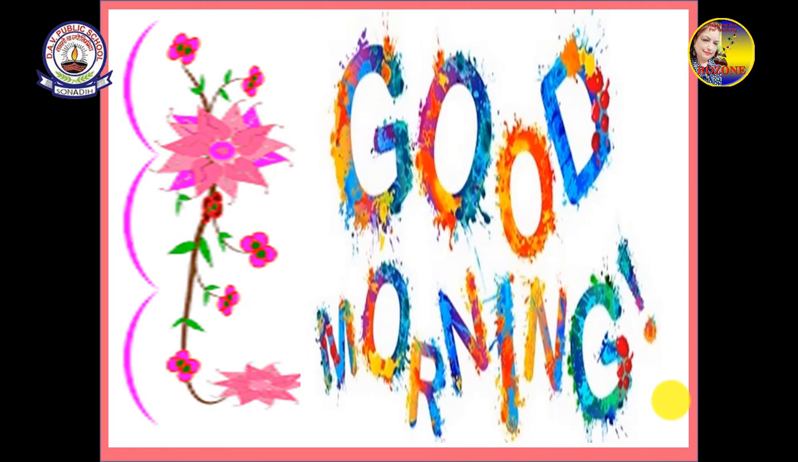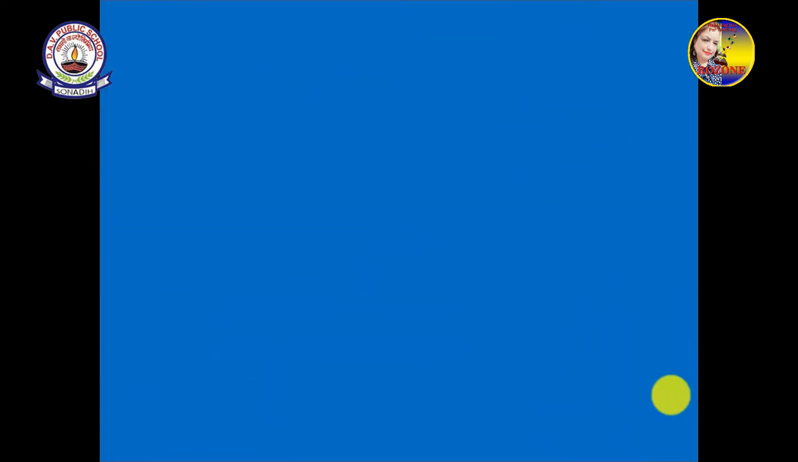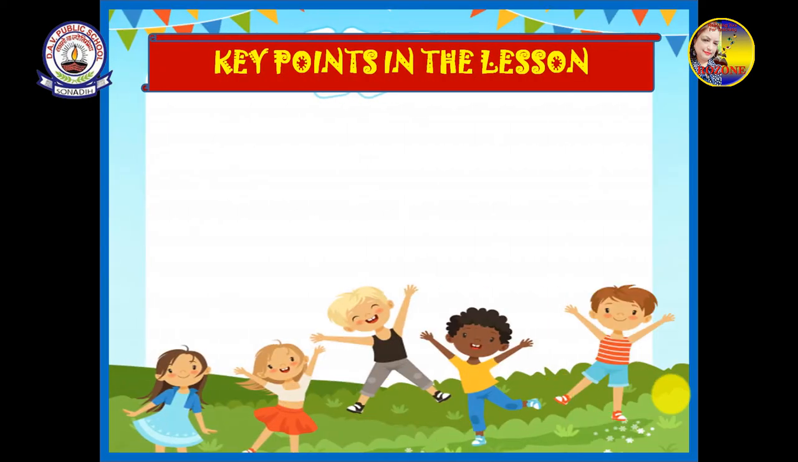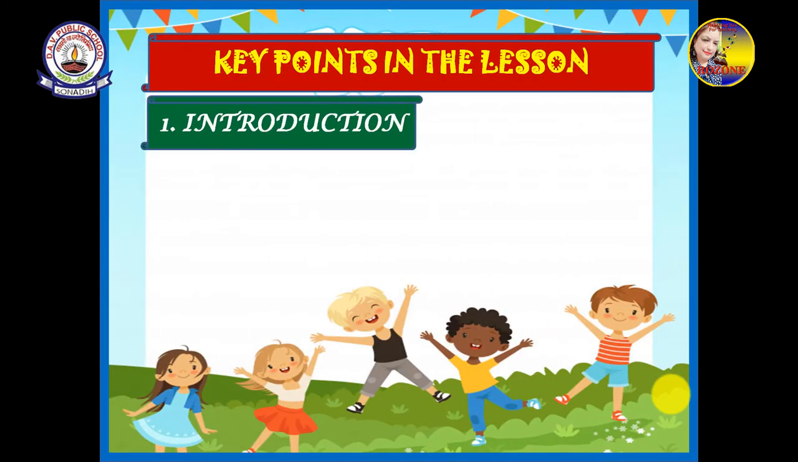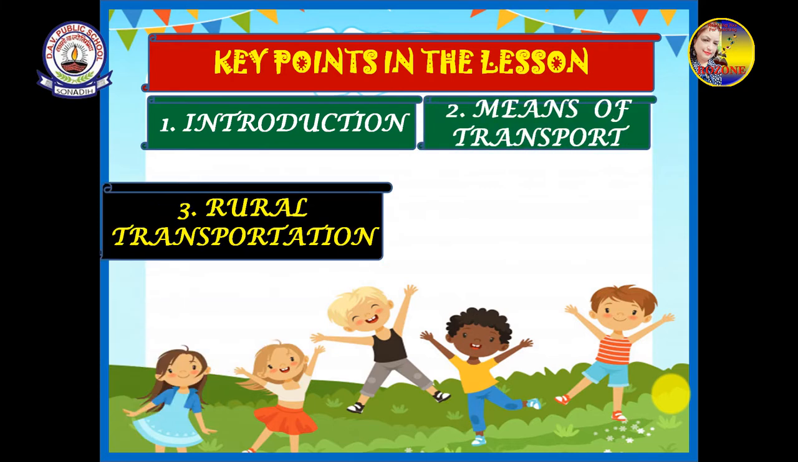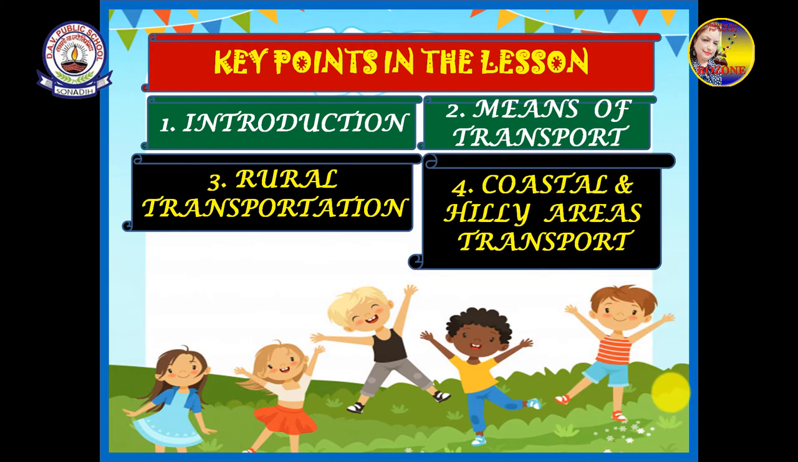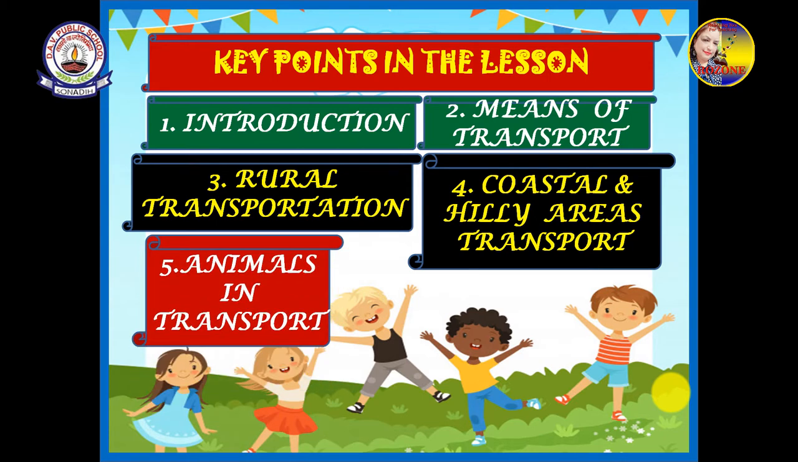Good morning, children. Welcome to Lesson 11, Let Us Travel, Part 1. Key points in the lesson: number 1, introduction. Number 2, means of transport. Number 3, rural transportation. Number 4, coastal and hilly areas transport. Then number 5, animals in transport. So we are going to see this lesson, children. I'm sure you are going to understand it in a very nice way.